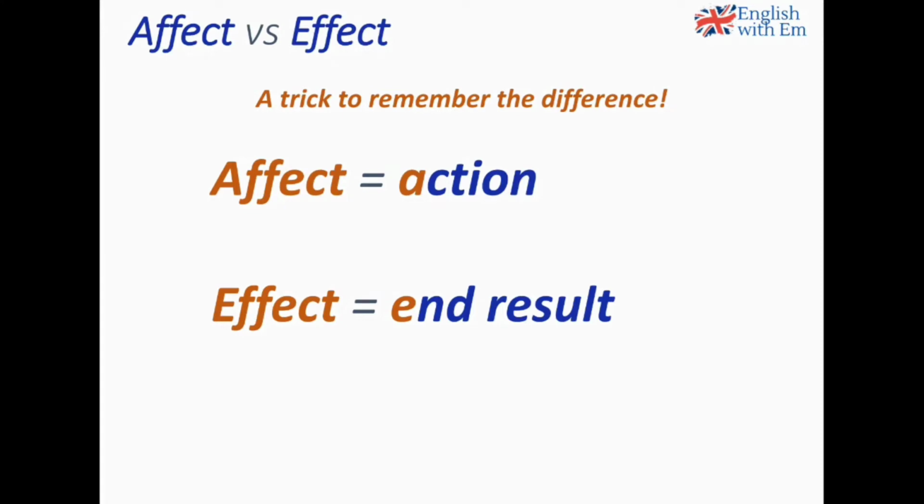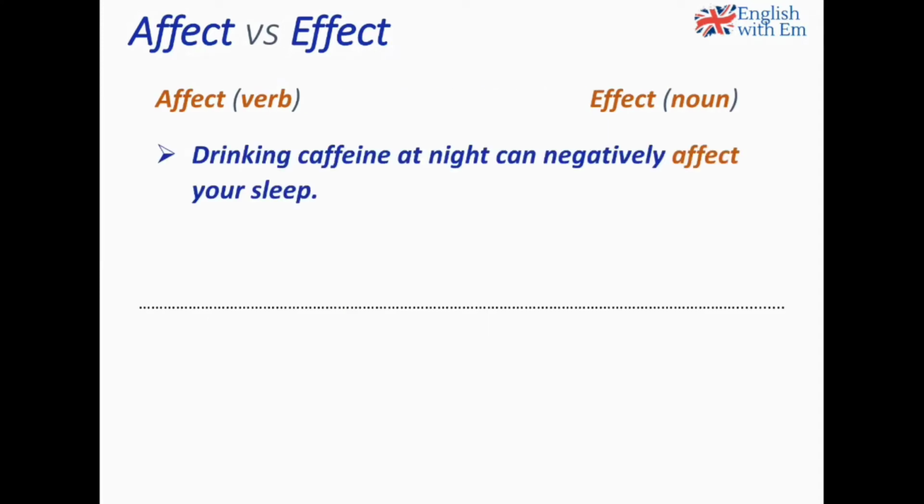Now let's take a look at some examples. We're going to look at 4 different examples. Drinking caffeine at night can negatively affect your sleep. So using affect with A, we're saying that it can influence or change your sleep.